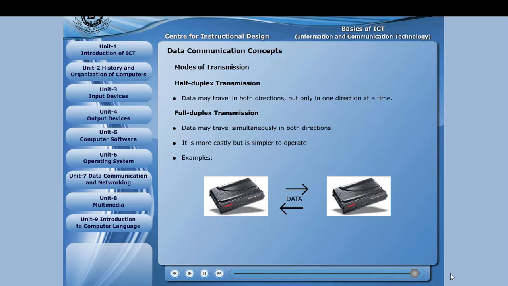This concludes the objectives of this unit. I hope you have fully understood all the topics.